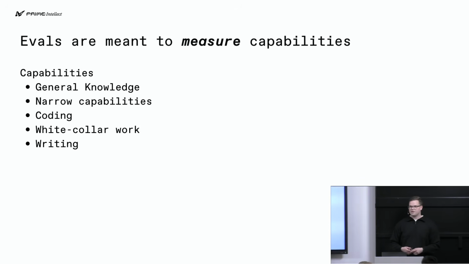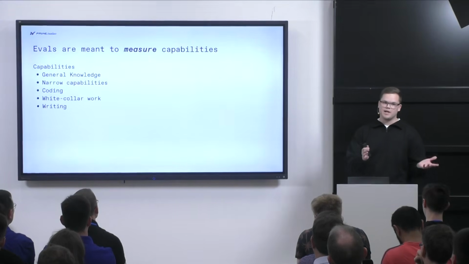But in general, I think you can differentiate between things like knowledge, some narrow capabilities, for example, tool calling or long context capabilities. We care about things like coding, especially now that everyone uses Claude Code and Codex. We care about white-collar work, for example, accounting or law, or creative writing and role plays. So all these things are things we want to see how good our model performs so we can make an informed decision.